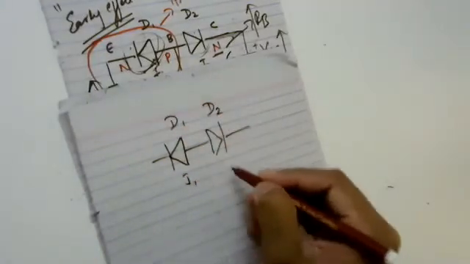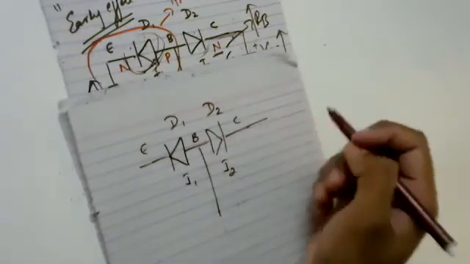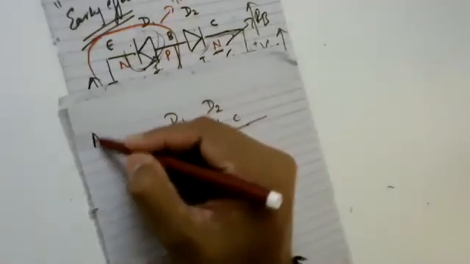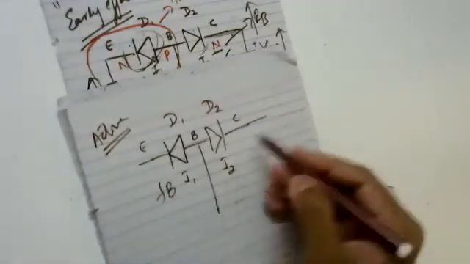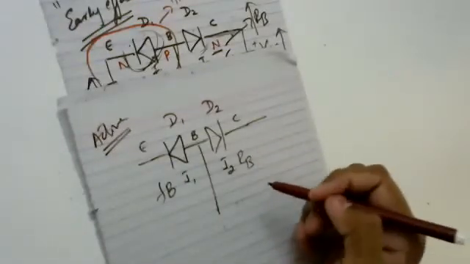So this is junction 1, junction 2. This is indicating my emitter, a base, and a collector. Since my transistor is going to be operated in the active mode, I need to remember that this diode has to be forward biased and this diode has to be reverse biased.